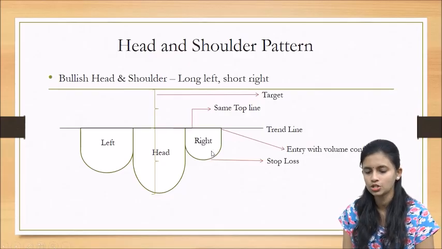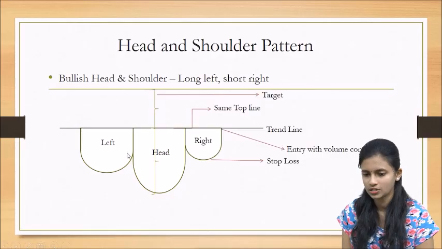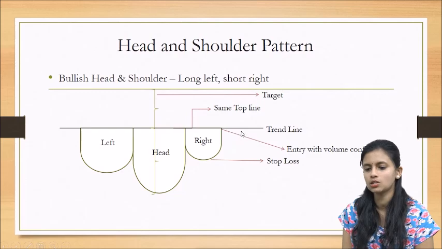Okay, for this strategy to work, the right side should always be higher than the left side. So when you draw this trend line, you should have all these points touching the trend line. All these points here, you can see, 1, 2, 3, 4. All these 4 points should touch the trend line. Then your entry will be here, with volume confirmation, that is your strategy 2 will work here.